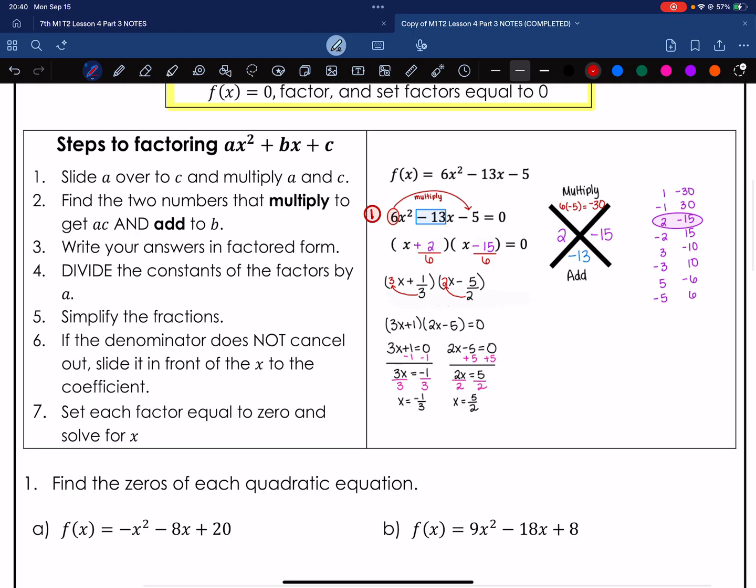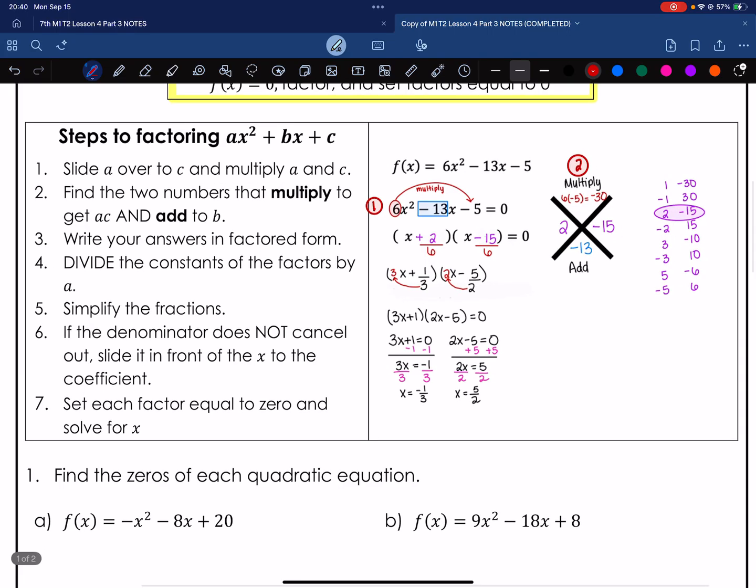Step number 2 is trying to find two numbers that multiply to get A times C and add to get B. That's kind of what we did over here using the X. That would be our step number 2. In step 3, we would write our answers in factored form. In step 4, we would divide the constants by the factors of A. So 3 and 4 are kind of in the same step, and 5 and 6 are kind of in the same step.